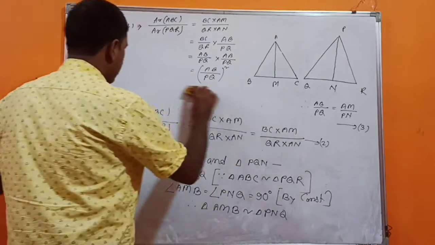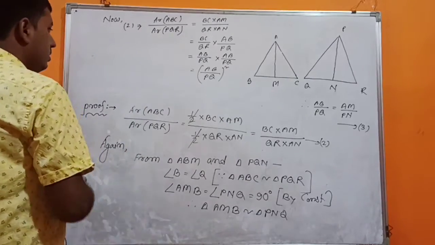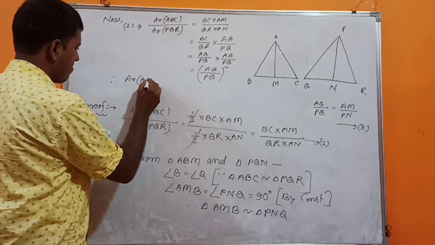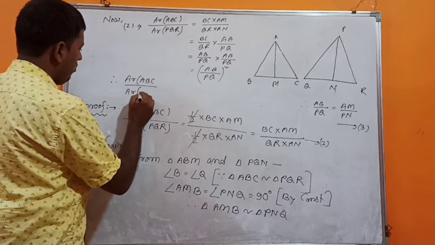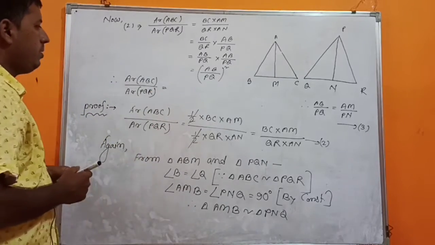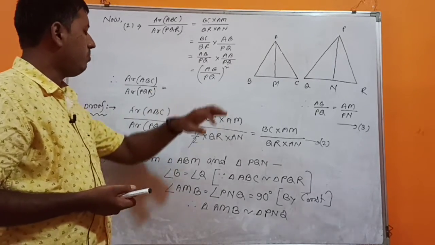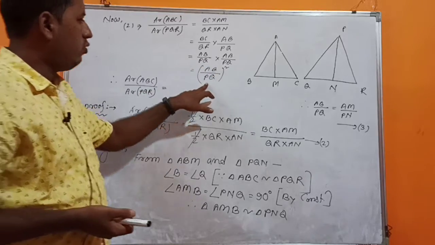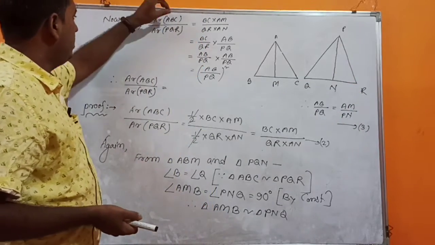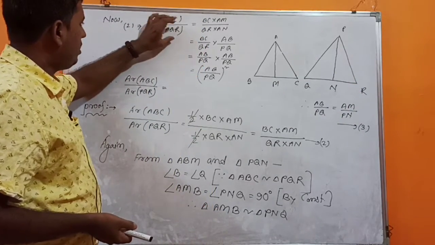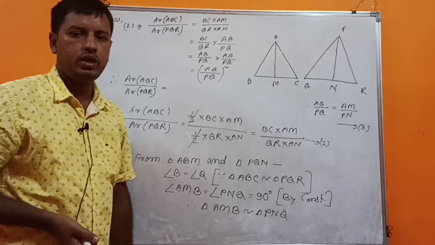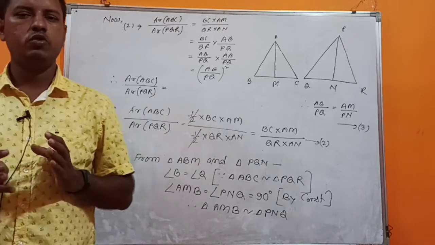I am also erasing the construction part. Therefore, area ABC by area PQR, since AB by PQ, again we are taking the help of equation number 1. AB by PQ is equal to what? BC by QR equal to AC by PR. It means if area ABC by area PQR are equal to this, it means this term is also equal to the square of the corresponding ratios. Okay, I think you have been able to understand my point.